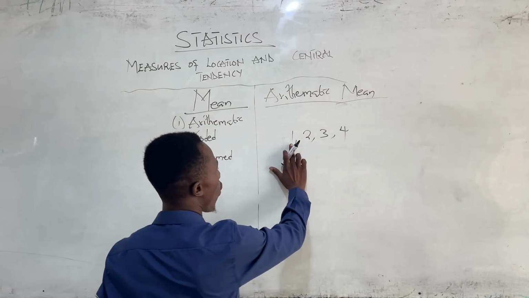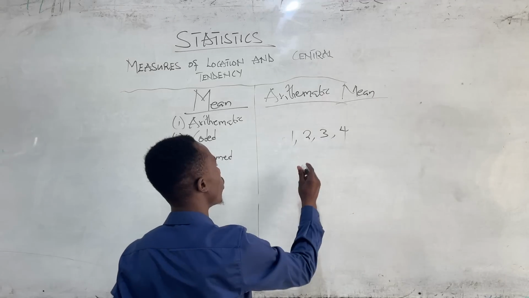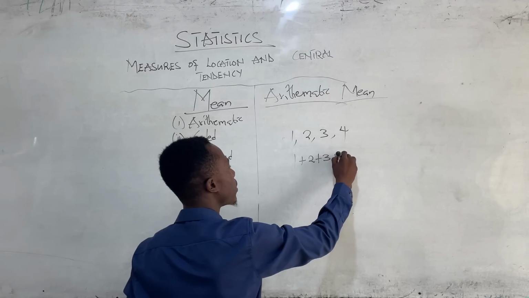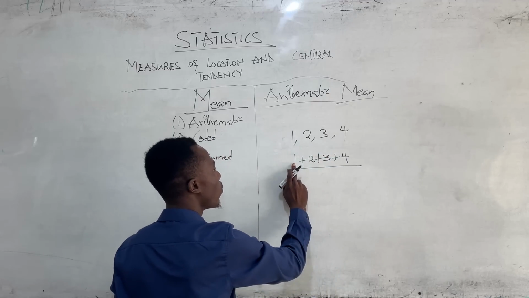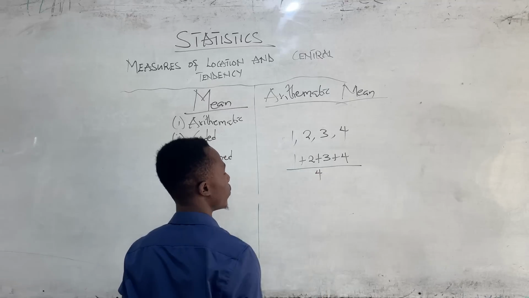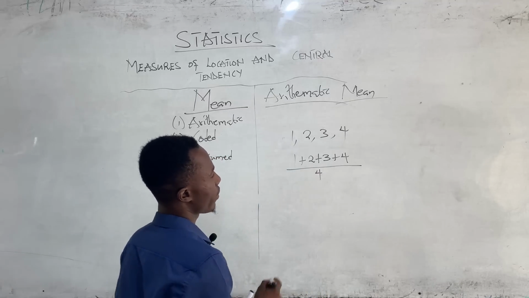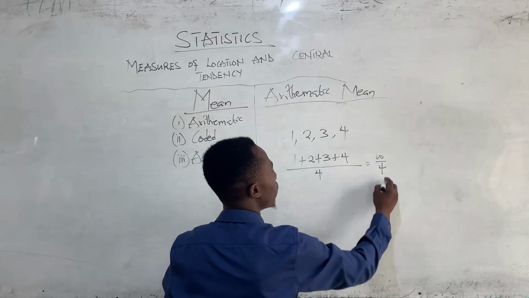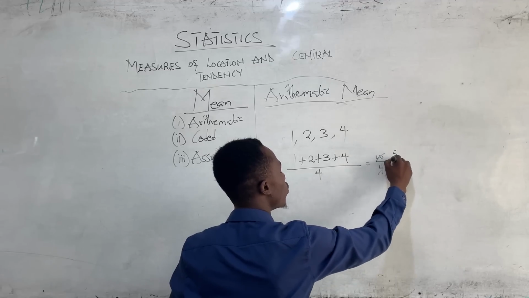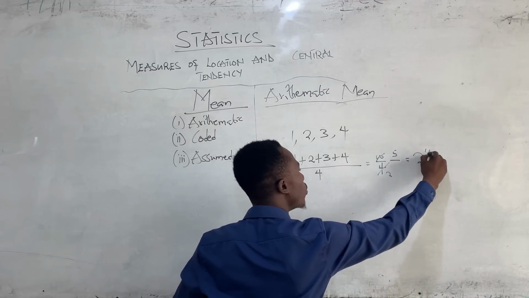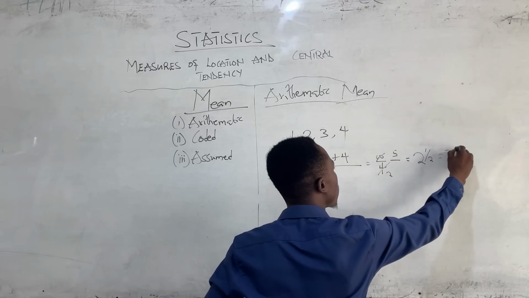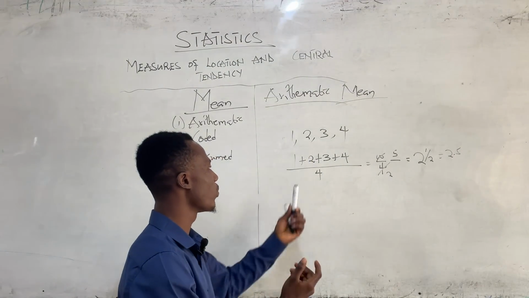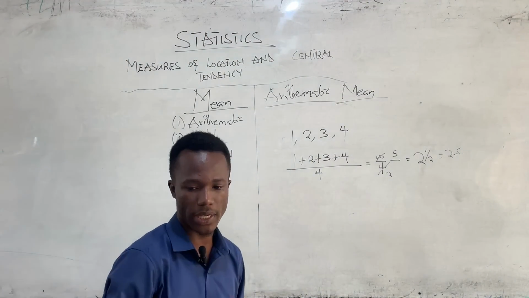So here we have 1, 2, 3, 4. The population mean will be 1 plus 2 plus 3 plus 4, divided by 4. Now 1 plus 2 is 3, plus 3 is 6, plus this one is 10. So you have 10 over 4. You can also say 5 over 2, or 2 and 1 over 2. You can equally say 2.5. This is how to calculate the population mean. And when we talk about the sample, you have to take 1 from the denominator.